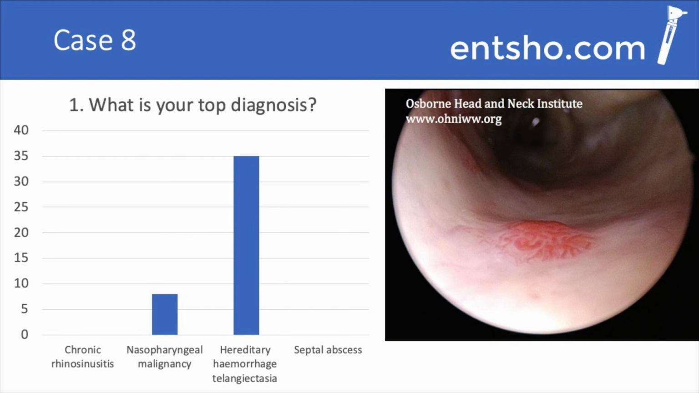So yeah, most of you right. So hereditary hemorrhagic telangiectasia. So one of the rarer causes of recurrent nosebleeds, but tend to first present in kind of teenage years. So right around this girl's age, and recurrent epistaxis is often one of the first presenting symptoms.